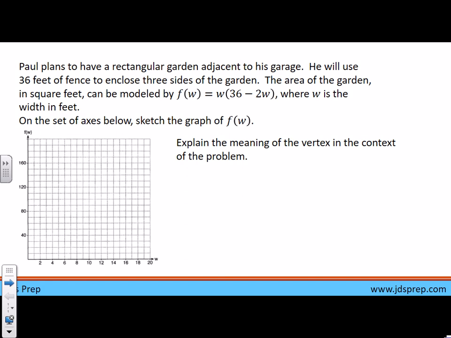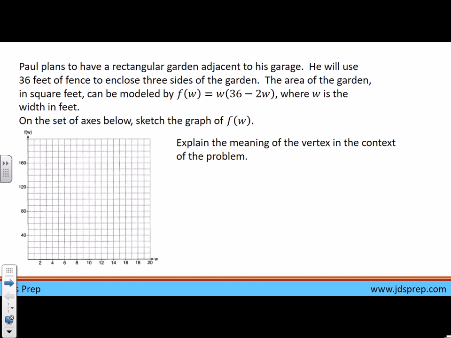In this problem, we're told that Paul plans to have a rectangular garden adjacent to his garage. He will use 36 feet of fence to enclose 3 sides of the garden. The area of the garden in square feet can be modeled by the function f of w equals w times 36 minus 2w, where w is the width of the garden in feet.